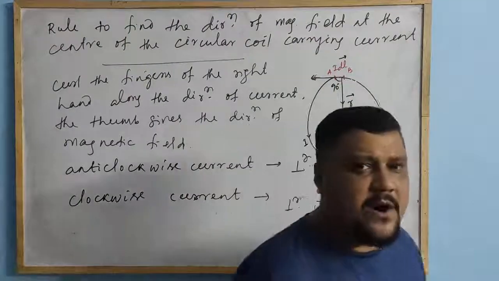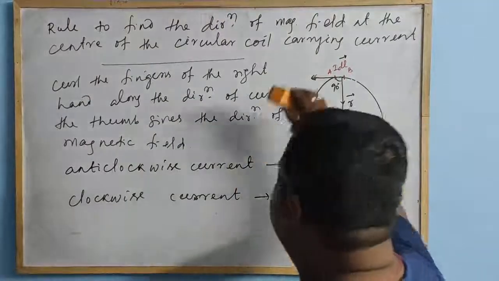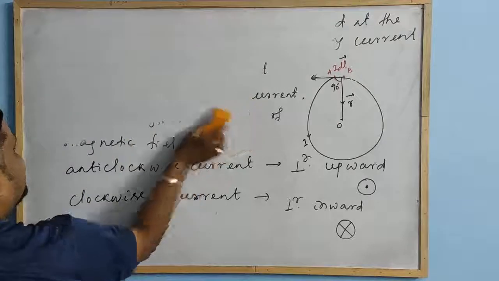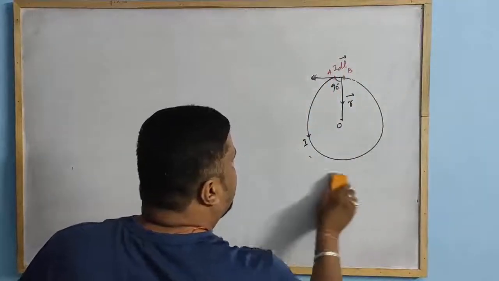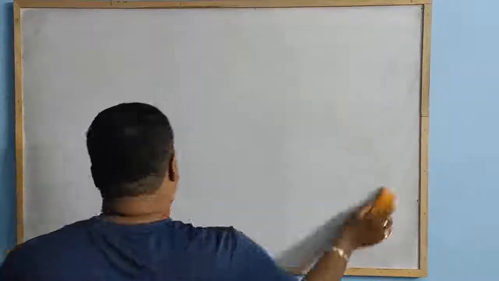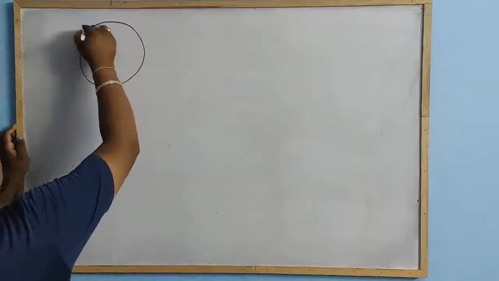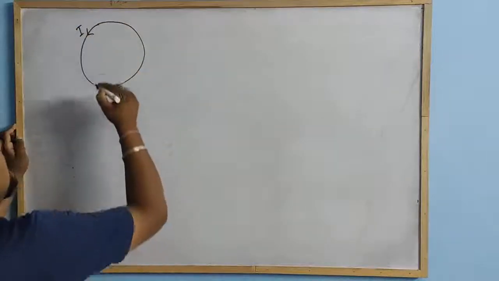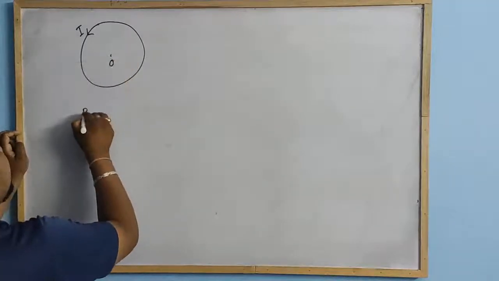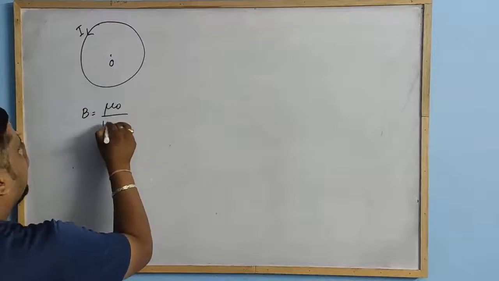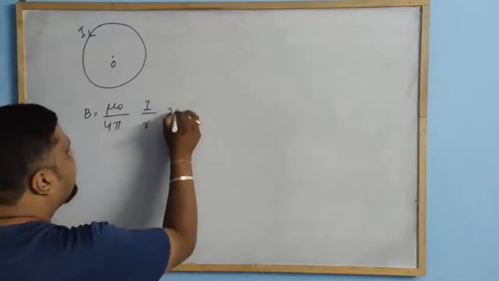So we got the expression for magnetic field at the center of the circular coil. Clear? Then, next part is here. So what is the expression we got from here? For a current carrying coil like this, current is I, O center, the magnetic field at the center is B is equal to mu naught by 4 pi I by R into 2 pi.